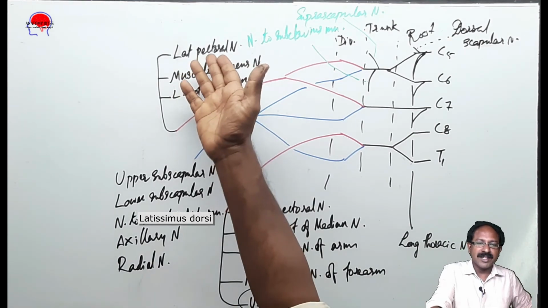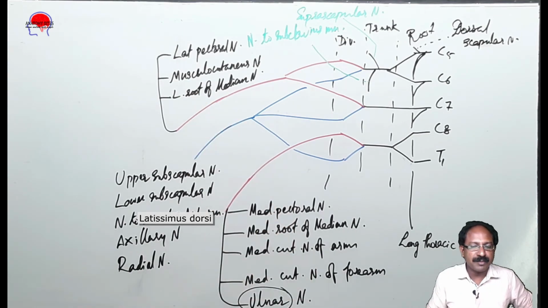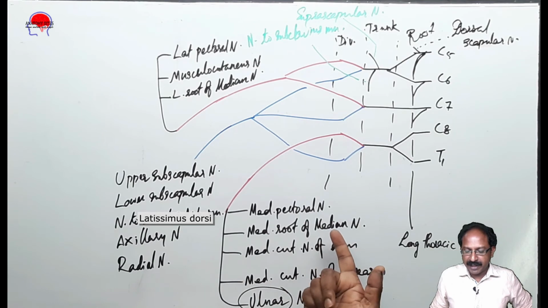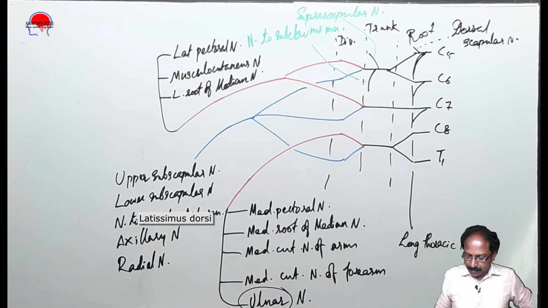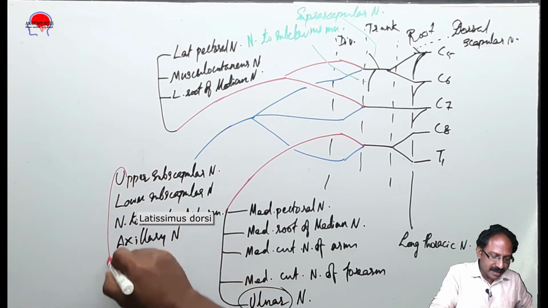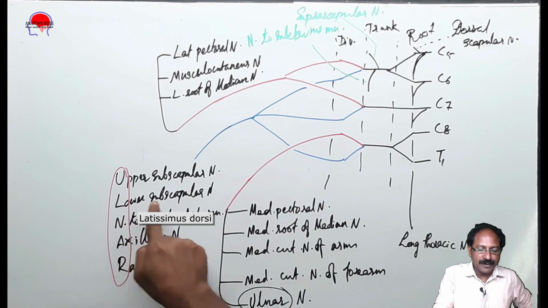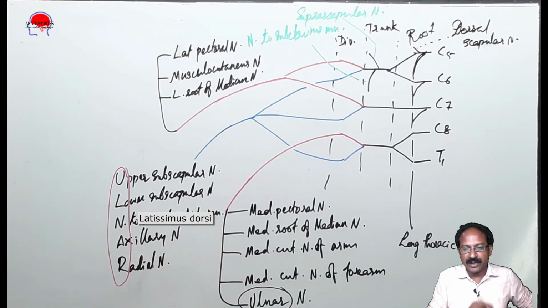We start the branches from the lateral cord, LML, lateral pectoral nerve, musculocutaneous nerve and lateral root of median nerve. Branches from the medial cord, medial pectoral nerve, medial root of median nerve, medial cutaneous nerve of arm and forearm and ulnar nerve. Borrowing this ulna to make the posterior cord, the nerves are upper subscapular nerve, lower subscapular nerve, nerve to latissimus dorsi, axillary nerve and radial nerve.